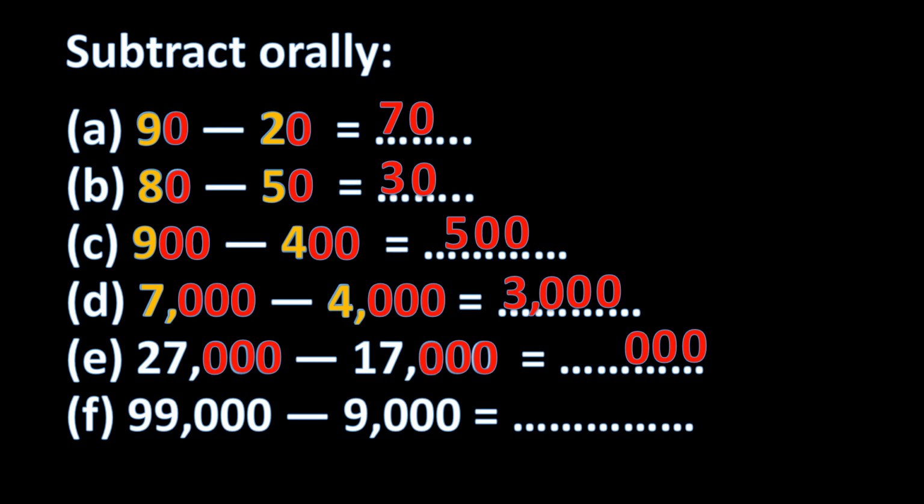Then subtract the thousands place. 7 minus 7 which is equal to 0. Then subtract the 10,000 place. 2 minus 1 which is equal to 1. So the answer is 10,000.